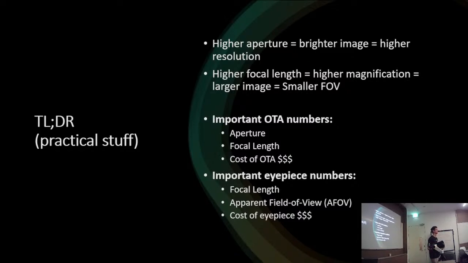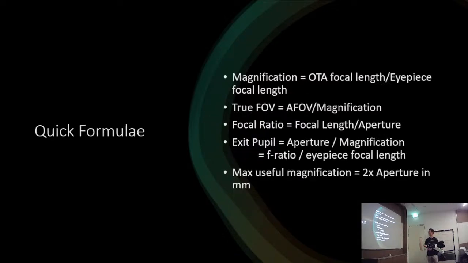The numbers that we care about are aperture and focal length, and of course how expensive it is, because there is a lot of equipment we can use. And for eyepieces, the numbers will be focal length, apparent field of view, and the cost of the eyepiece, because eyepieces can also cost as much as the telescope, so we have to be able to afford it.